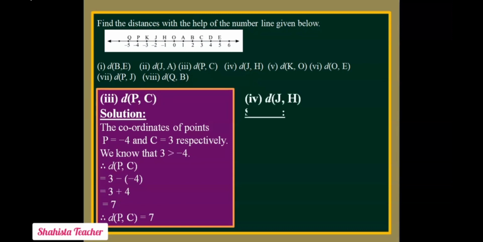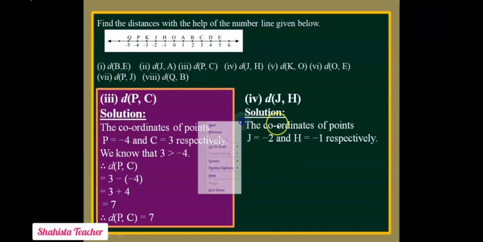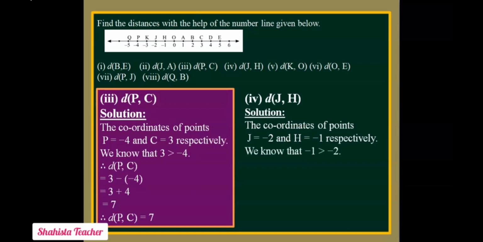Now the solution. The coordinate of point j is equal to -2 and the coordinate of point h is equal to -1, respectively. Which number is greater, -2 or -1? As you know, -1 is greater than -2. So we will write: we know that -1 is greater than -2.